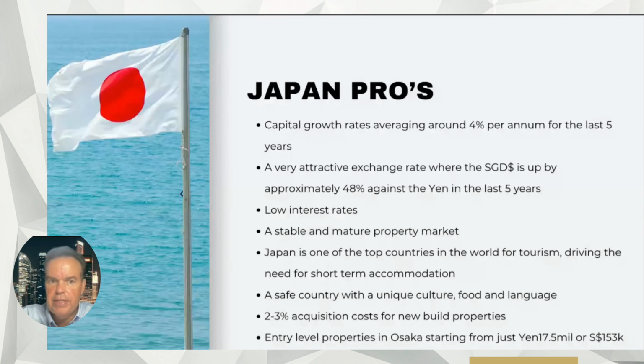So that's very different compared with here in Singapore, where it might be anywhere from 20 to 60% depending on your residency. And entry-level properties in Osaka start from about 17.5 million yen. We've been launching properties at the lower end at about 150,000 Singapore dollars. So price point wise, again, relative to Singapore, very attractive.